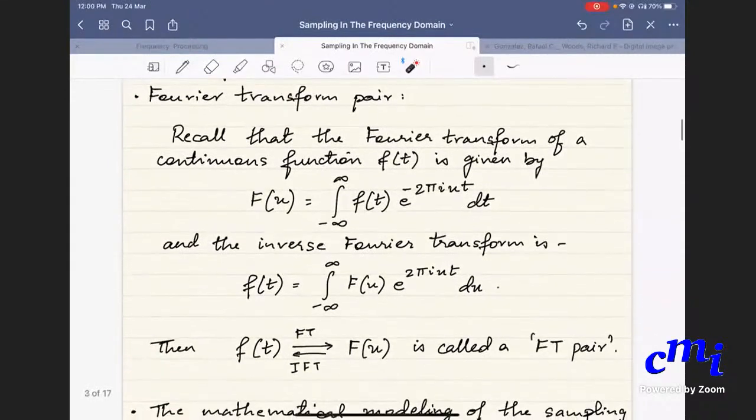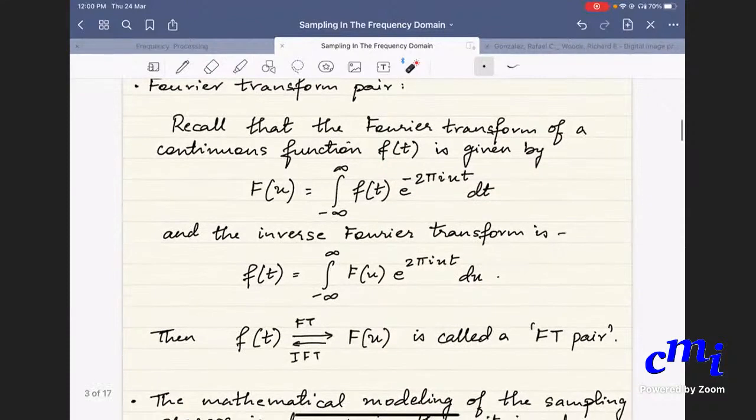So this Fourier transform pair is something that I had defined last time, so I will quickly move through this. Essentially, if you have a continuous function small f, then this capital F of u gives its Fourier transform, and the inverse Fourier transform is given by this formula. Then small f and capital F are called a Fourier transform pair.